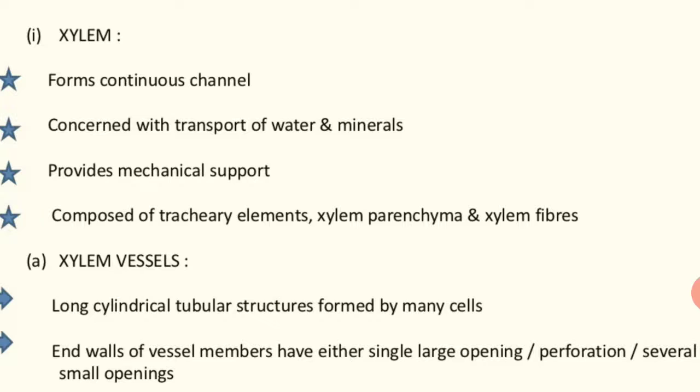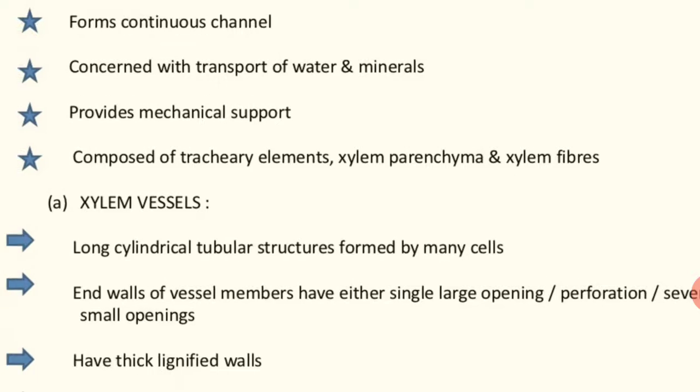So it forms a very continuous channel from the root to the tip of the plant, and it is concerned with the transport of water and minerals. It provides mechanical support also, and the composition has four types of cells, that is the tracheary elements, xylem parenchyma and xylem fibers. So a group of cells is there, and xylem vessels.